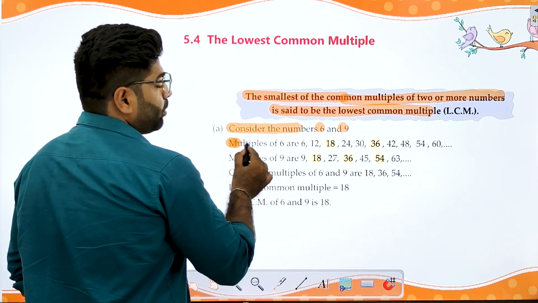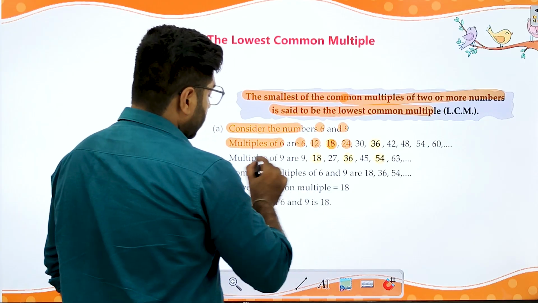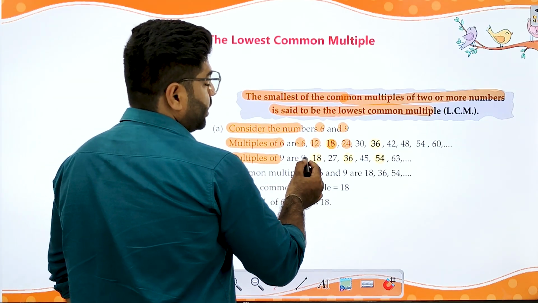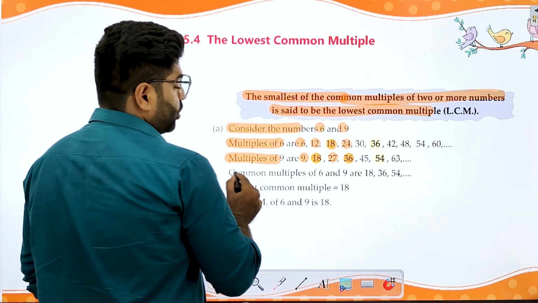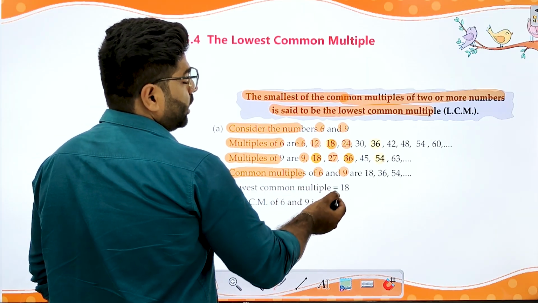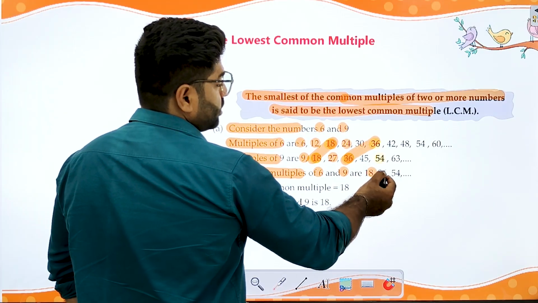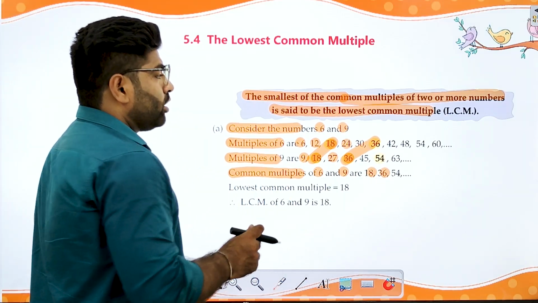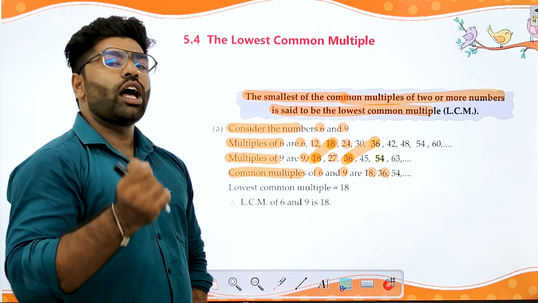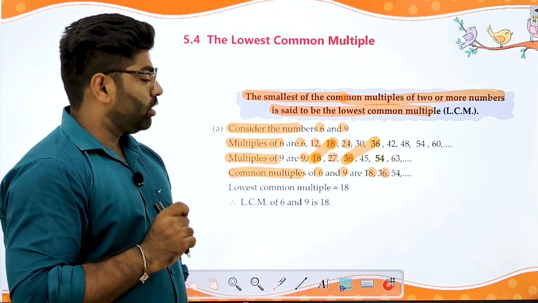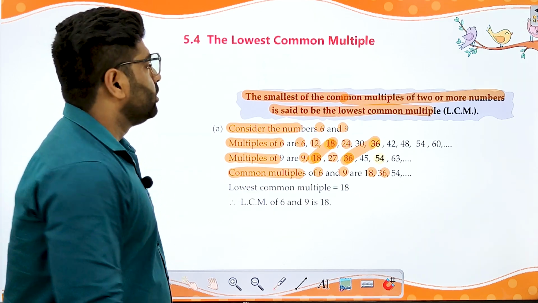Multiples of 6 are 6, 12, 18, 24 and so on. Multiples of 9 are 9, 18, 27, 36 and so on. We have to find the common multiples of 6 and 9: the first is 18, then 36, then 54. Because there is no limit to common multiples, we have to find the lowest common multiple, and here it is 18. Clear?